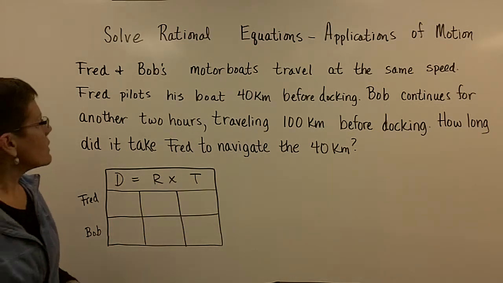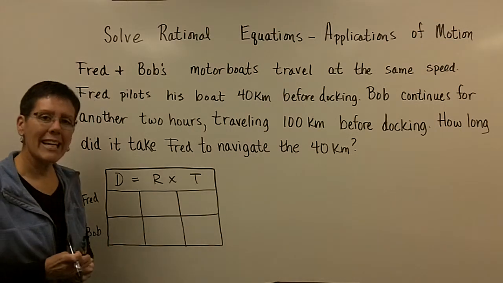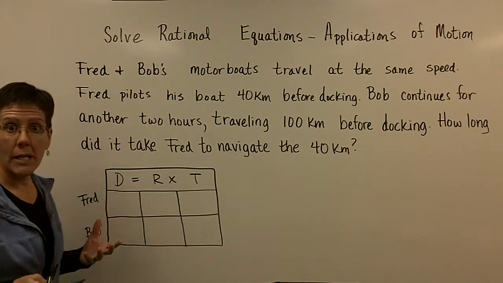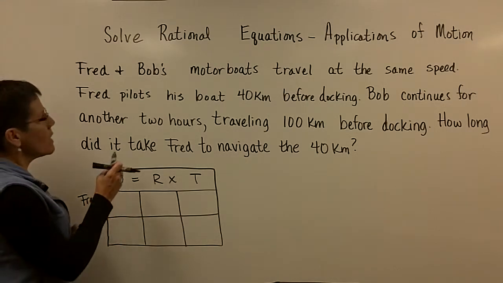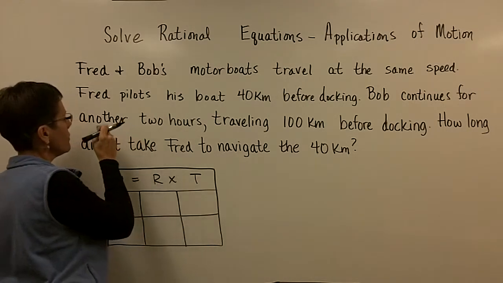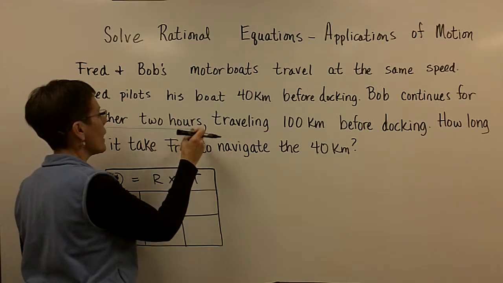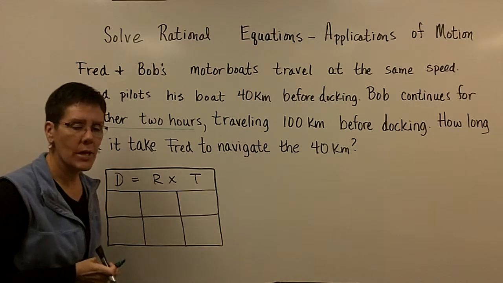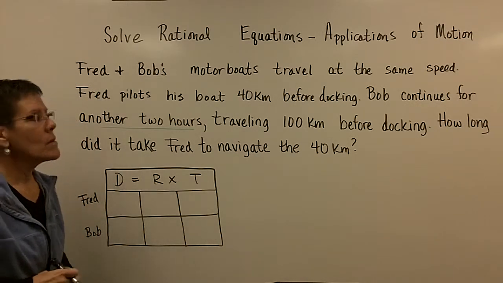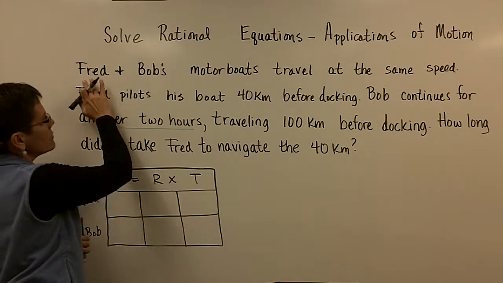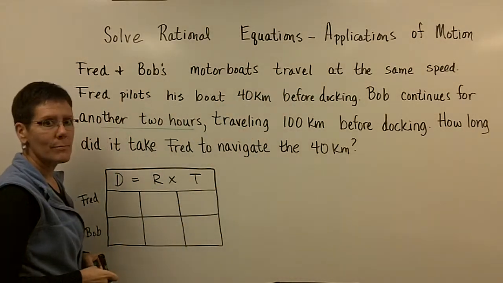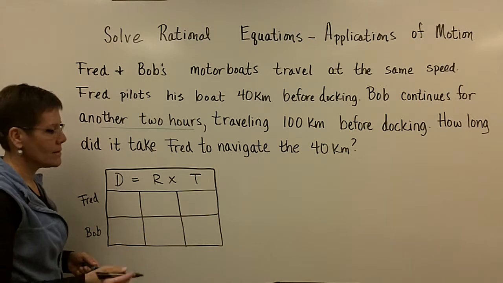In the last problem that we did like this, the two people traveled wherever they were going in the same amount of time. In this one, Bob's going to travel an additional 2 hours, so we're going to have to be careful right here. I still don't want to use two letters though. So let's talk about their rates. Fred and Bob's motorboat travels at the same speed, but it didn't tell me what the speed was.